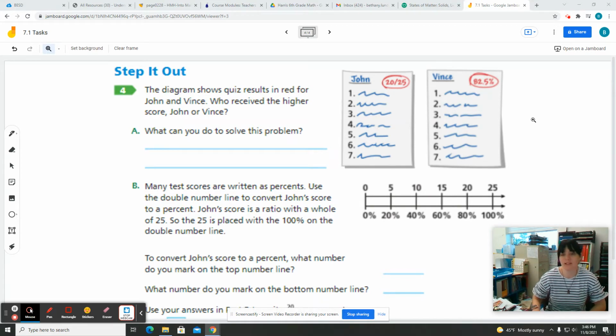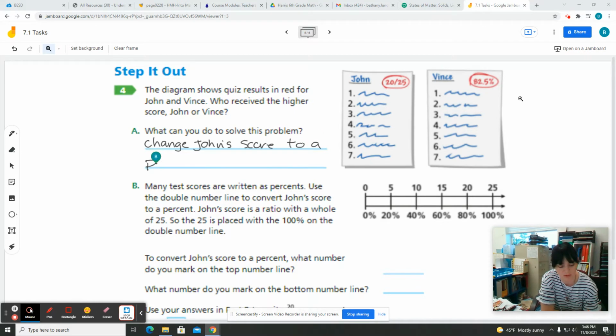Well, it would make it a lot simpler if Vince was in fraction form, or if John was in percentage form, because then if they were both in percentages or both in fractions, you could see who did better. So what we could do is maybe change John's score to a percentage. Okay, lucky for us, that's exactly what the question is going to ask us to do.